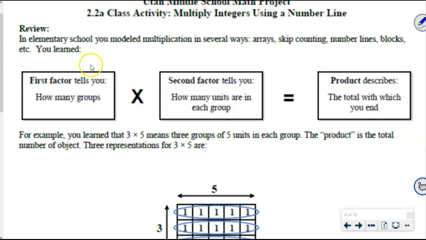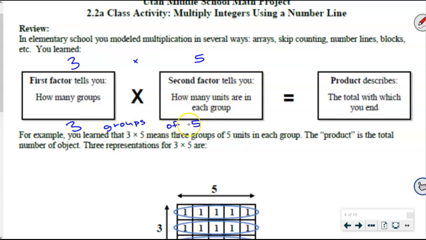What we learned is that when we have a problem like 3 times 5, and yes, we're using the old-fashioned X symbol for multiplication for this lesson, what it really tells us is that the first factor tells us how many groups. So we would say this as 3 groups of, meaning I would have 3 different groups, and the second factor tells us how many are in each of those groups. So 3 groups of 5.